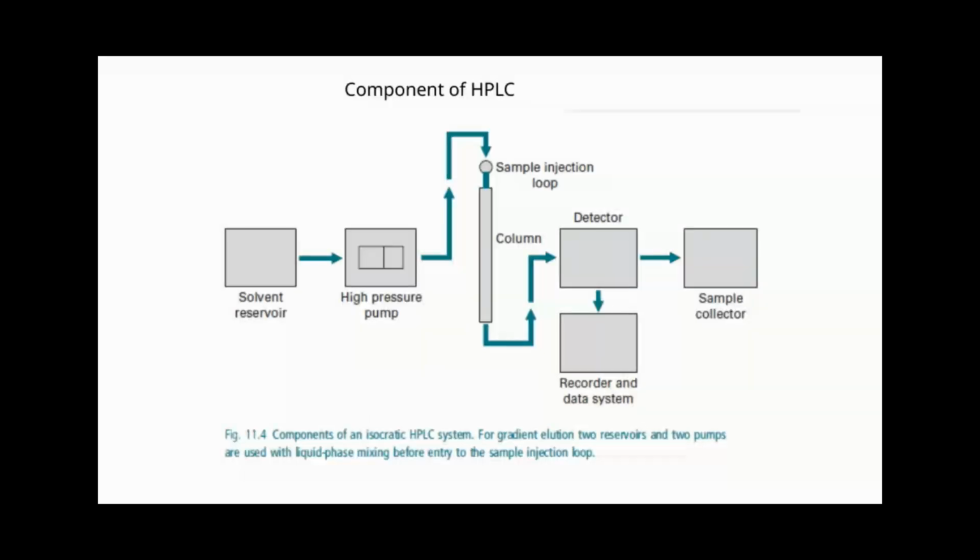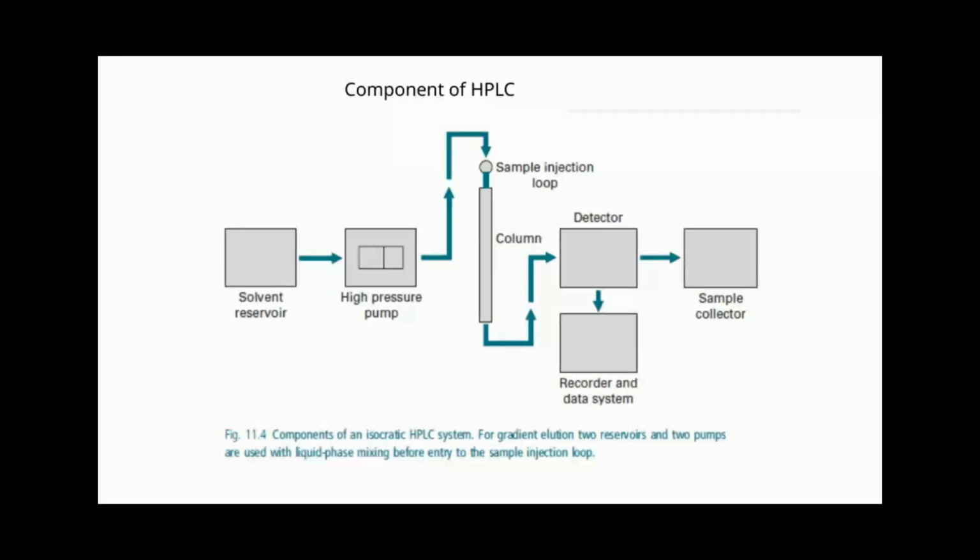The injector then introduces the sample into the mobile phase stream, allowing it to be carried into the column. Speaking of the column, this is the heart of HPLC where the actual separation occurs, based on interactions between the sample components and the stationary phase.